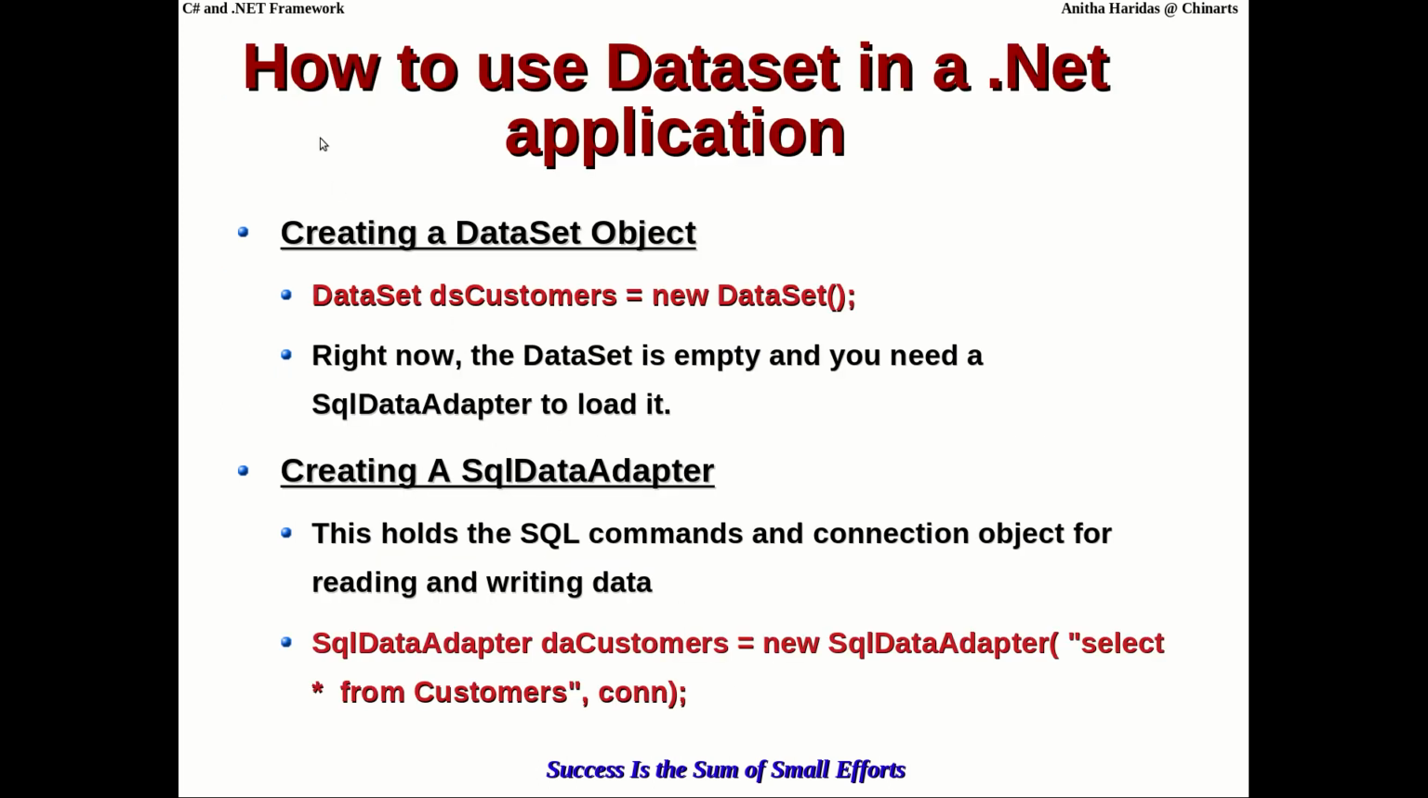Now, the next question is how you can use a data set in a .NET application. How do you create a data set? How do you create a data adapter? How do you combine the data set and the data adapter? So if I want to create a data set object, you can use the new operator, specify the class name as DataSet, and you can create an object. In this example, I am creating a data set object called DS customers.